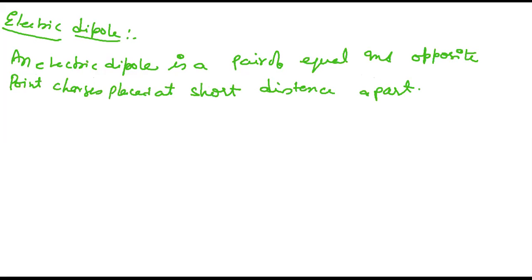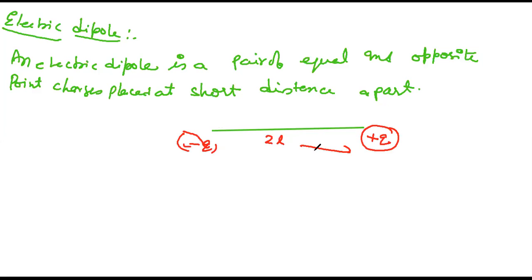So exactly if you see your dipole, it is like this. Here is minus Q and here is plus Q. You've taken two charges and separated them by the distance 2L. This 2L is a short distance between them. Short distance means very short. It is not 1 meter, 2 meter. They are very close to each other.